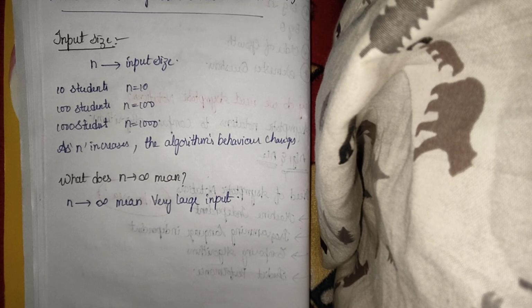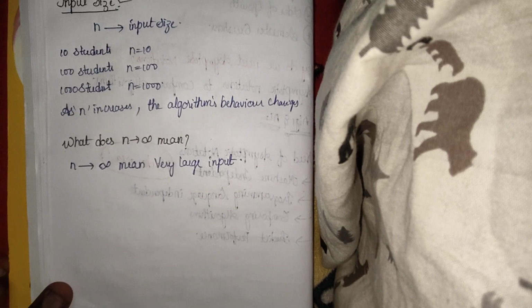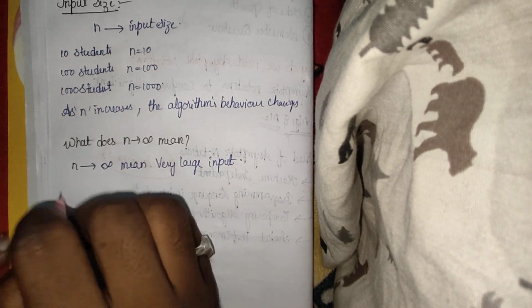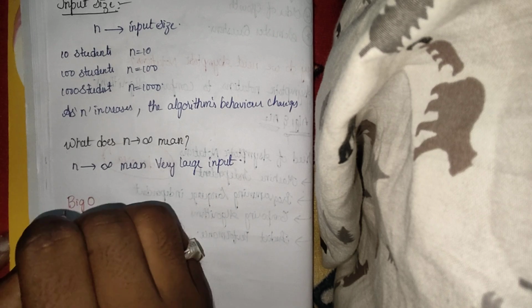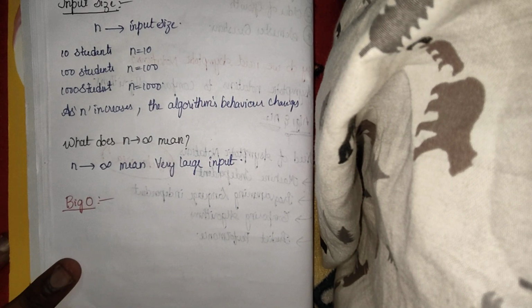So now I'm going to explain about the big O. Big O, worst case upper bound.